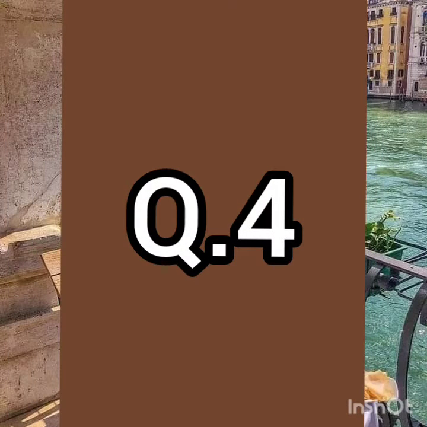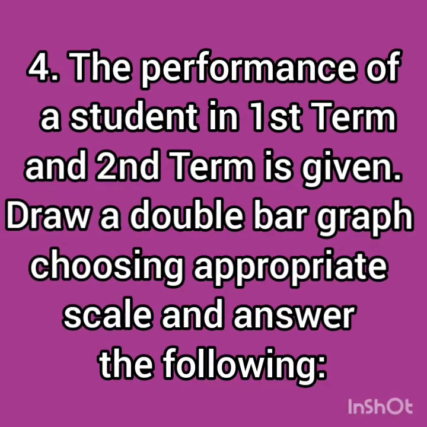So my dear student, exercise 3.3, it's question number 4 here. The performance of a student in first term and second term is given. Draw a double bar graph choosing appropriate scale and answer the following. Dear student, on the screen you can see the table given.